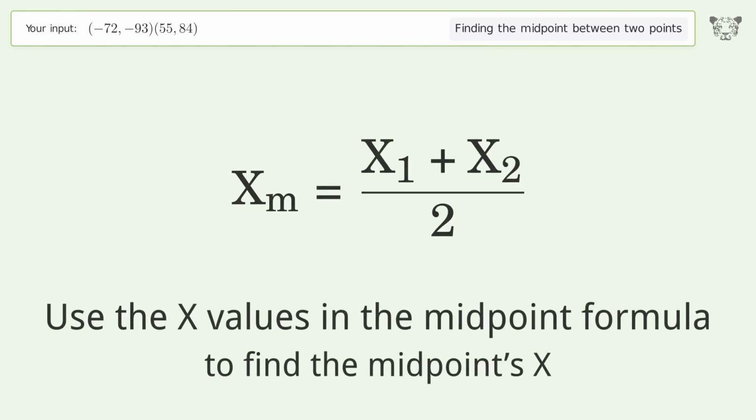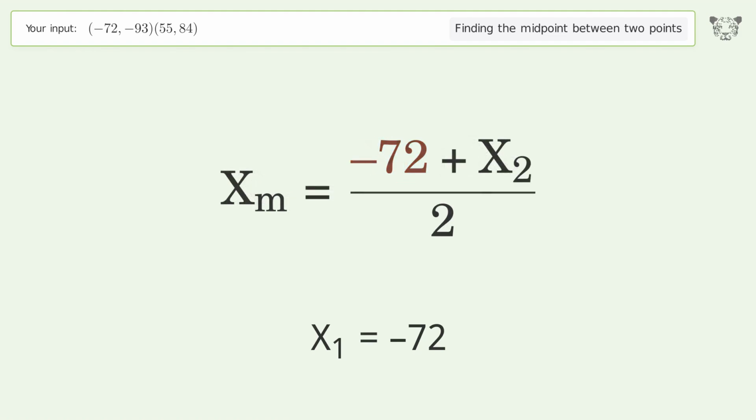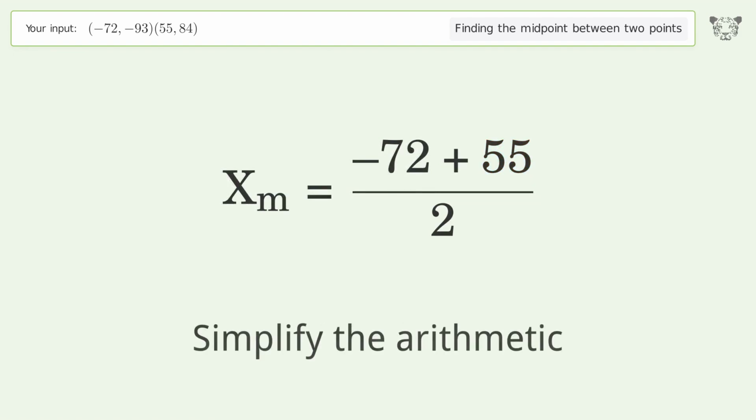Use the x values in the midpoint formula to find the midpoint's x. x1 equals -72. x2 equals 55. Simplify the arithmetic.